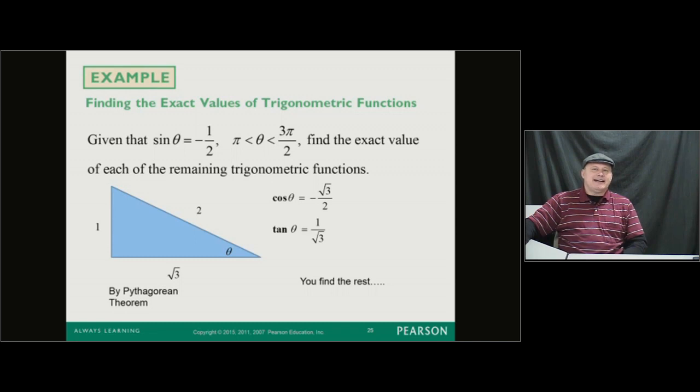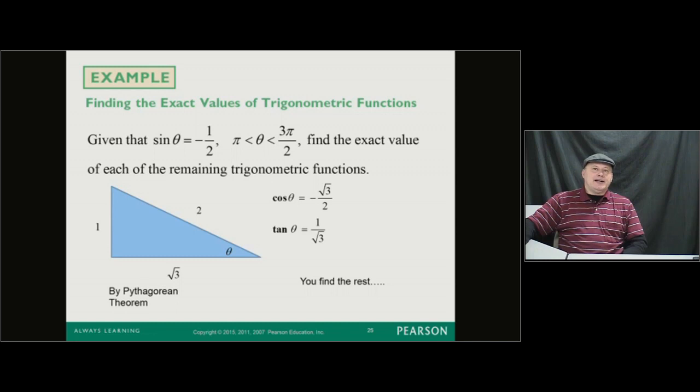Remember, sides have a length that are positive. They cannot be negative. So I treat this as two different things. I treat the ratio separate from whether it's plus or minus. The plus or minus just tells me which quadrant you're in. And since they're telling me theta is between pi and 3 pi over 2, that is all I need to figure out the answers, whether they're plus or minus.